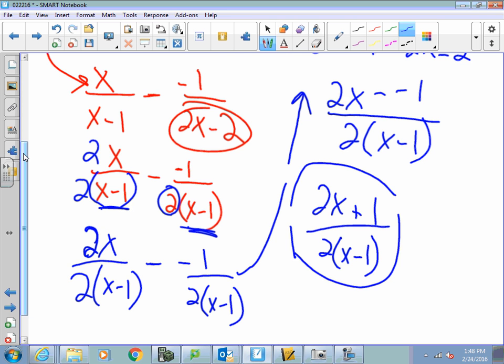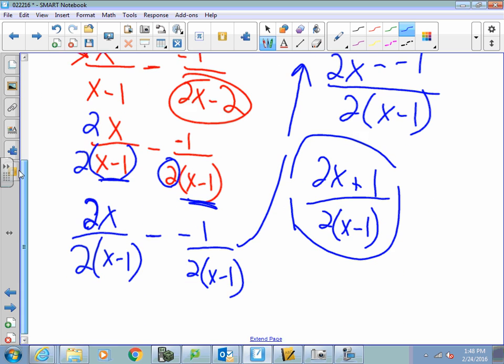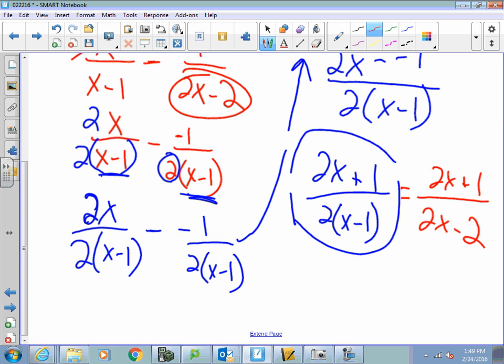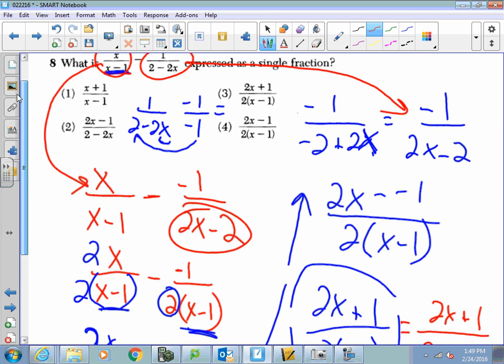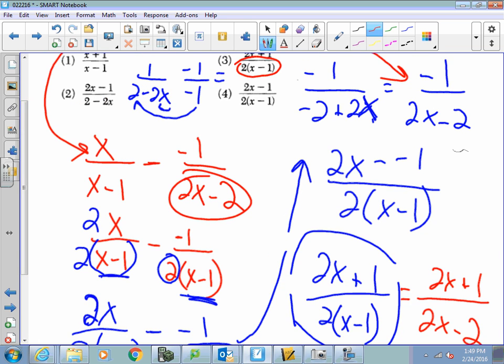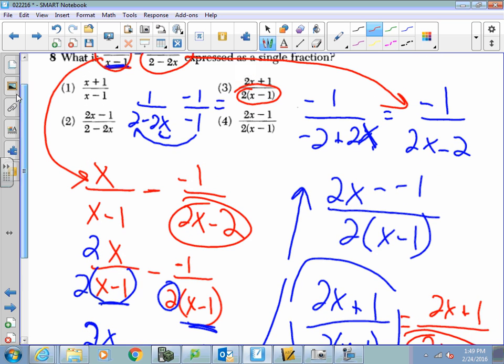And let's see if we can see that up on the top, any equivalent value. All right? Yeah, it looks like it's number 3. So if you had multiplied it out and you had gotten 2x plus 1 over 2x minus 2, you'd have to look up at the top at number 3 and recognize that that's the same thing. Even though the denominator here looks different than our denominator down here, you'd have to recognize they are the same thing. So that's your answer.